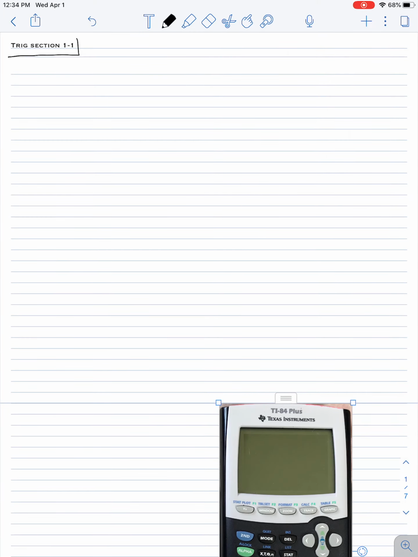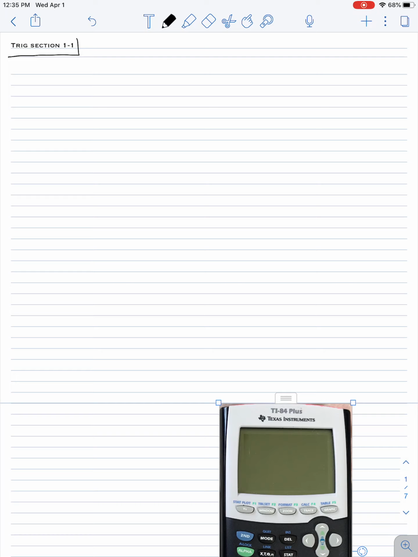Hi guys, this is your first lecture on Trig. We're going to call this Trig section 1.1. We will end up going through chapter 5, 6, and 7 in your book, but I've reorganized those chapters. I don't love the way they're laid out, and so I'm just labeling these with my own labels.